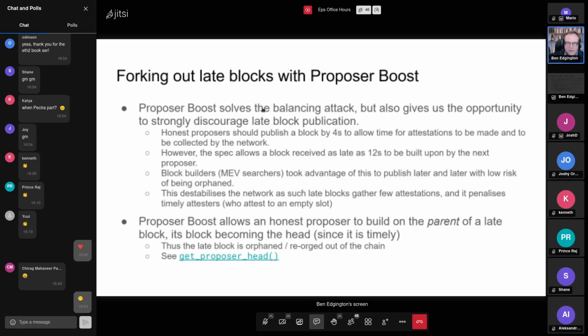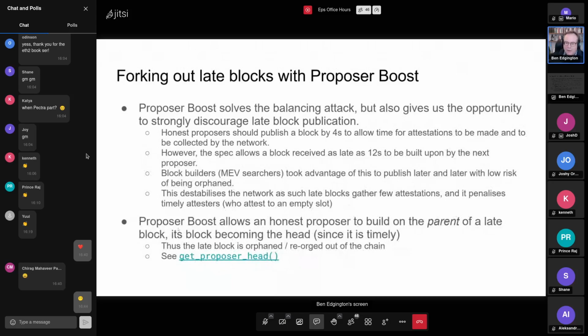Now, late blocks destabilize the network. They don't gain many attestations, and this leads to confusion and forking and reduces the reward for honest validators who attest to an empty slot that turns out later not to be empty because the block was late. So we want to discourage late block publishing.